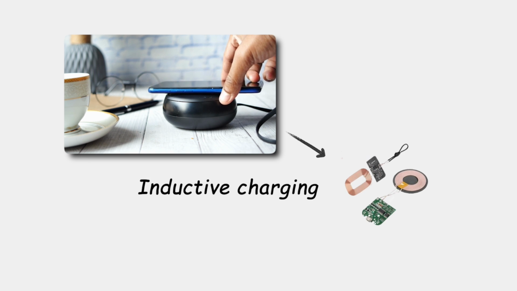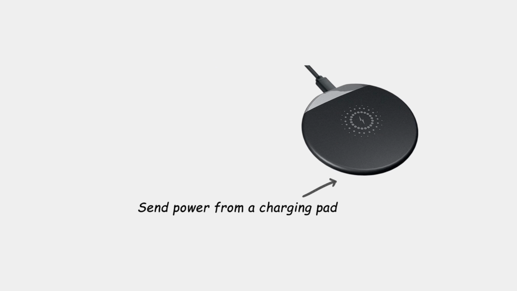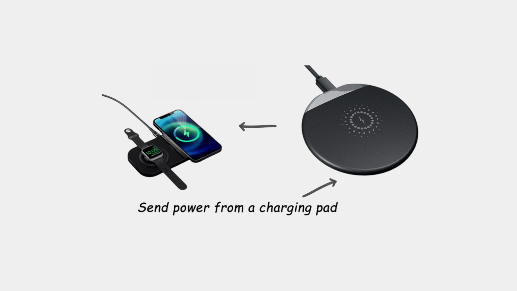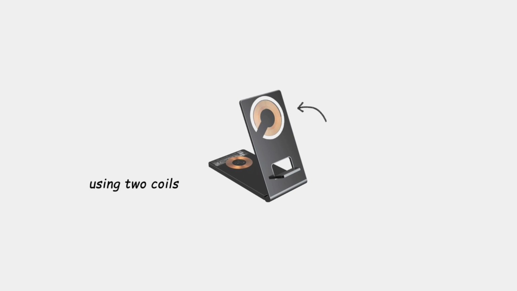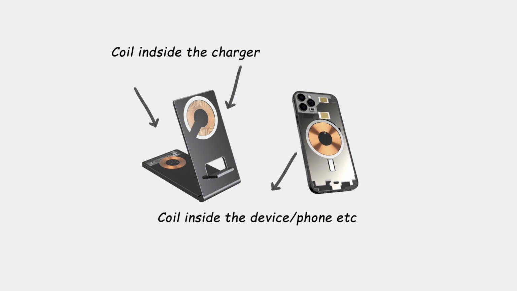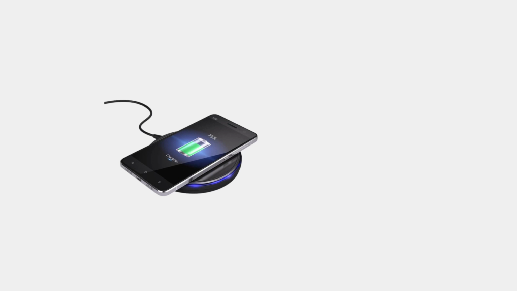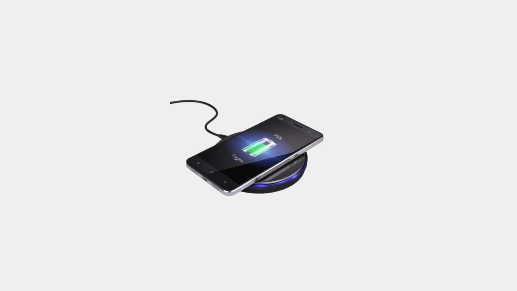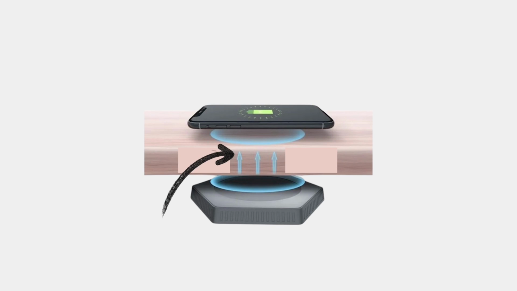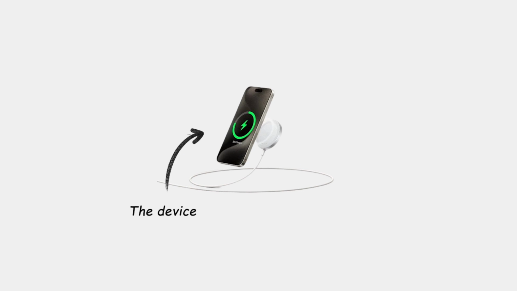Wireless charging uses a process called inductive charging to transfer power from a charging pad to a device without needing a physical cable. It works using two coils, one inside the charger and one inside the device. When the charger's coil is energized, it creates a magnetic field. The device's coil picks up that field and converts it into electricity.